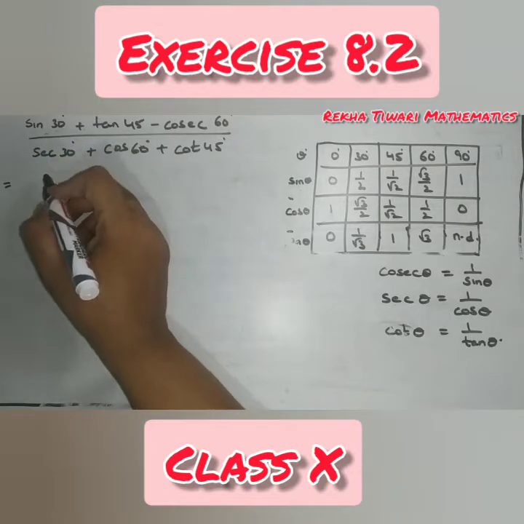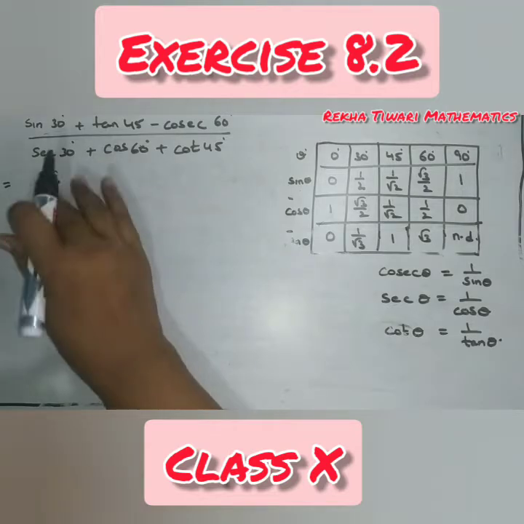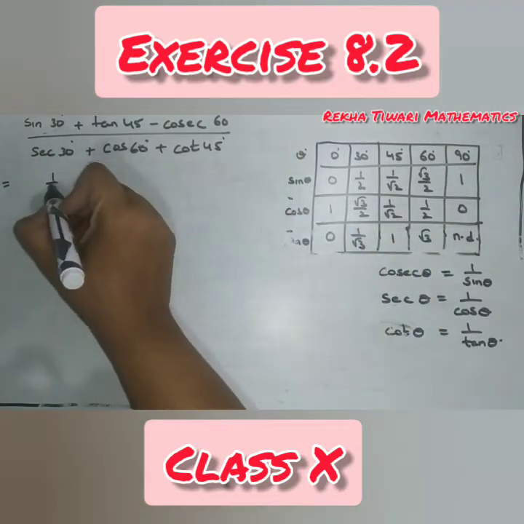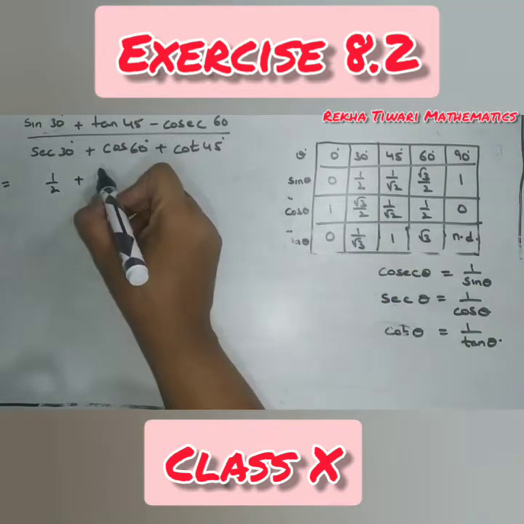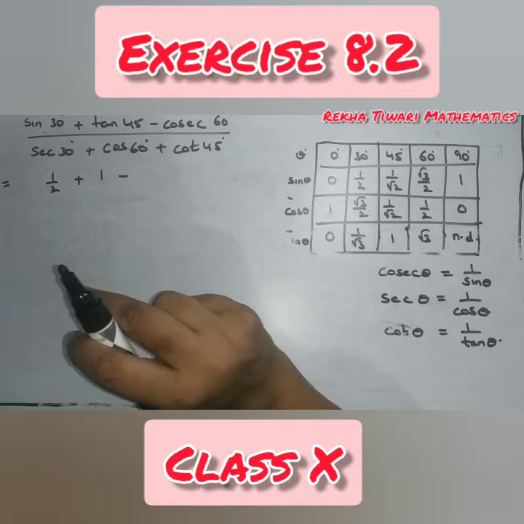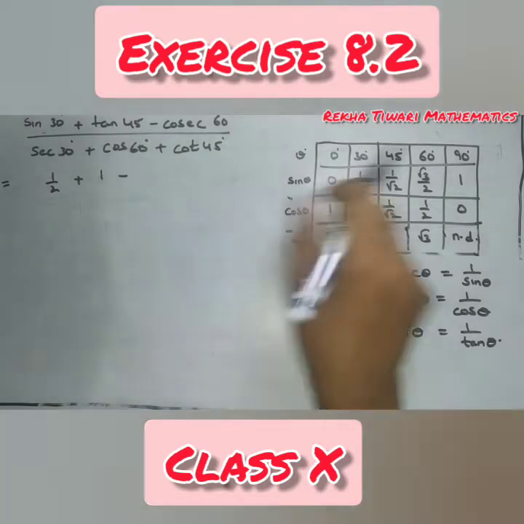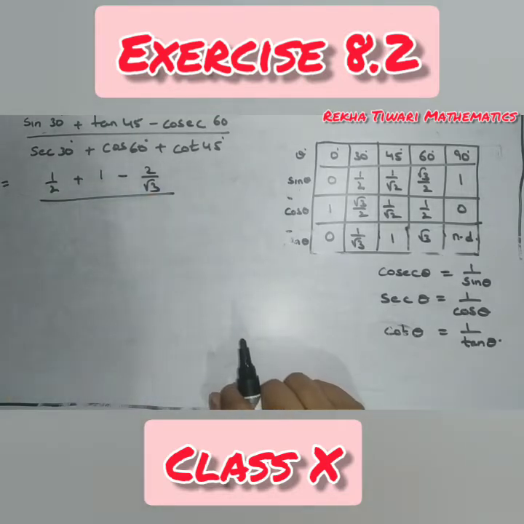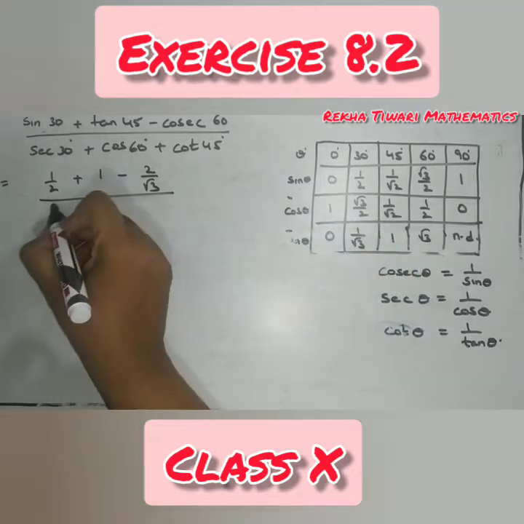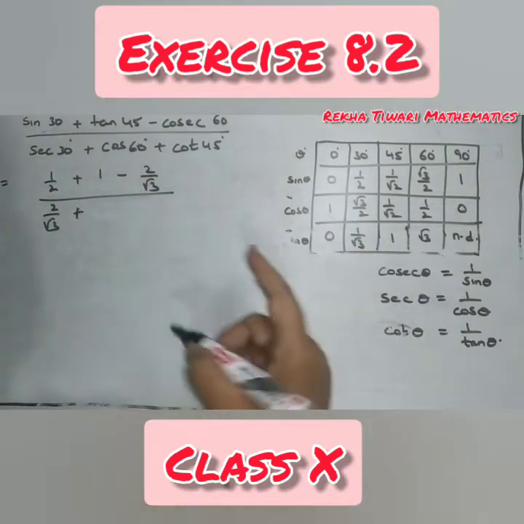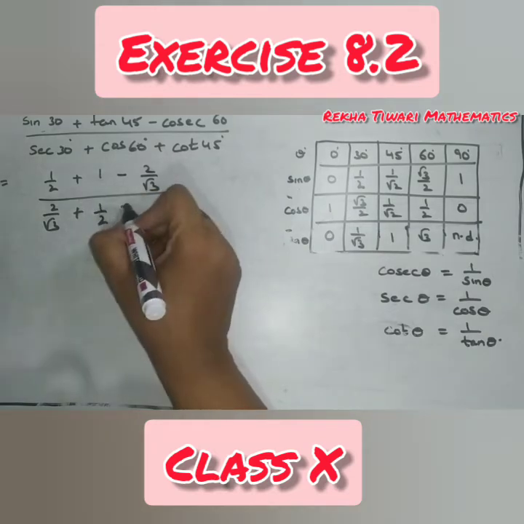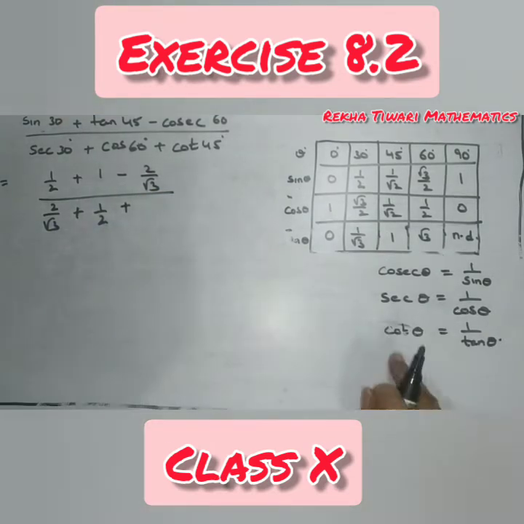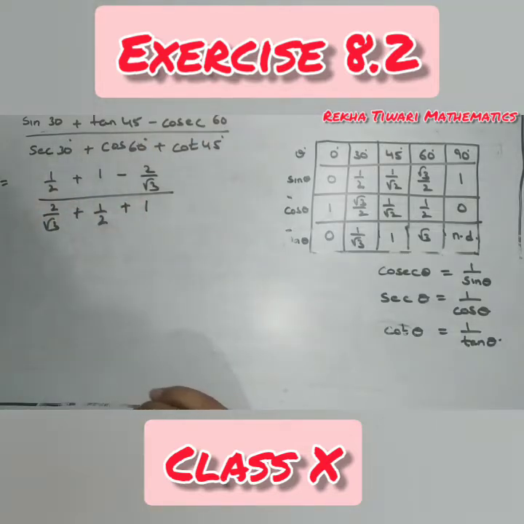See, sin 30 is root 3 by 2. Sorry, what is the value of sin 30? Sin 30 is 1 by 2 plus tan 45 is 1 minus cosec 60. Cosec 60 means reciprocal of sin 60, that is 2 by root 3, whole upon sec 30. Sec 30 is the reciprocal of cos 30, 2 by root 3, plus cos 60, 1 by 2, plus cot 45. Cot is the reciprocal of tan, so cot 45 is the reciprocal of tan 45. Reciprocal of 1 is 1. Now put down the values. Now you have to solve this.